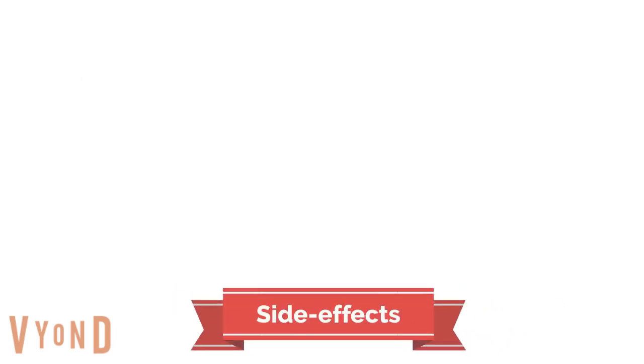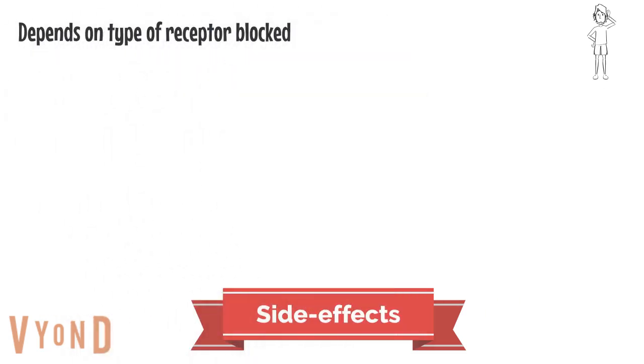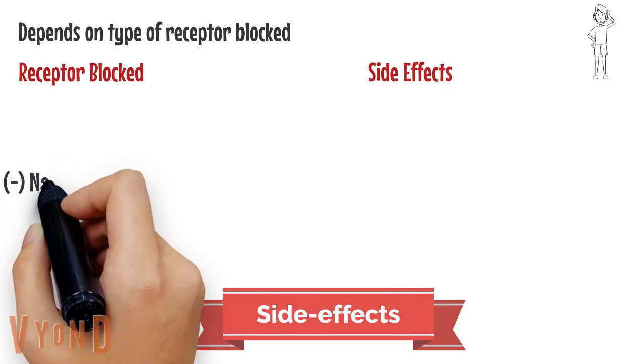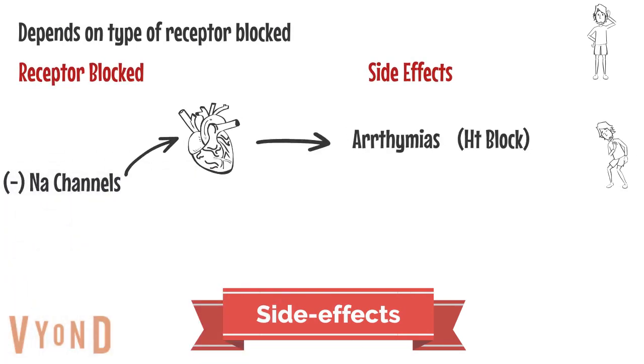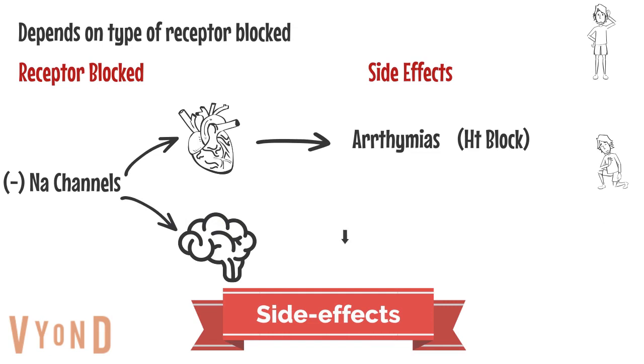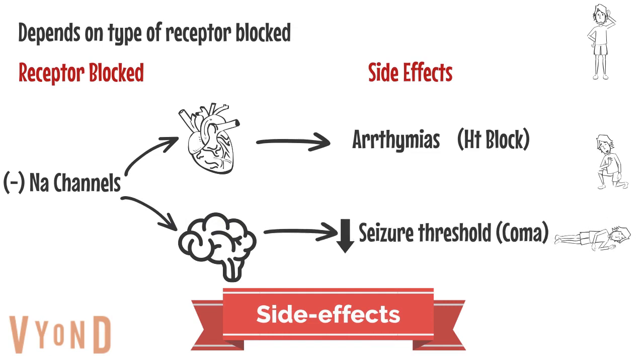Now, let's move on to the well-known side effects of TCA. In addition to antidepressant actions, tricyclics also inhibit many receptors at different sites. The side effects of TCA correspond to the type of receptors they block. For example, inhibition of sodium channels at the heart will cause cardiac arrhythmias, especially delayed AV conduction resulting in heart block. Sodium channel inhibition in the brain will give rise to reduction of seizure threshold, and in worse scenarios, coma.